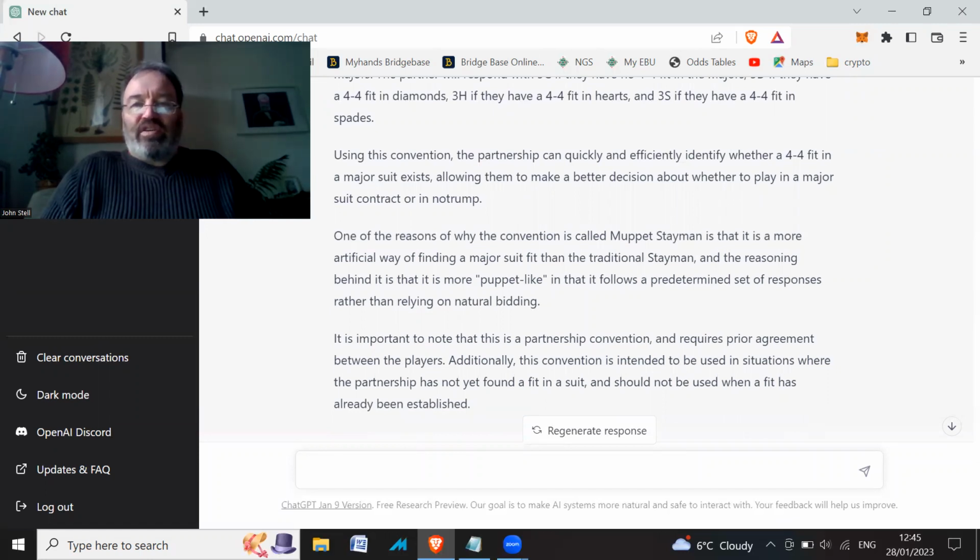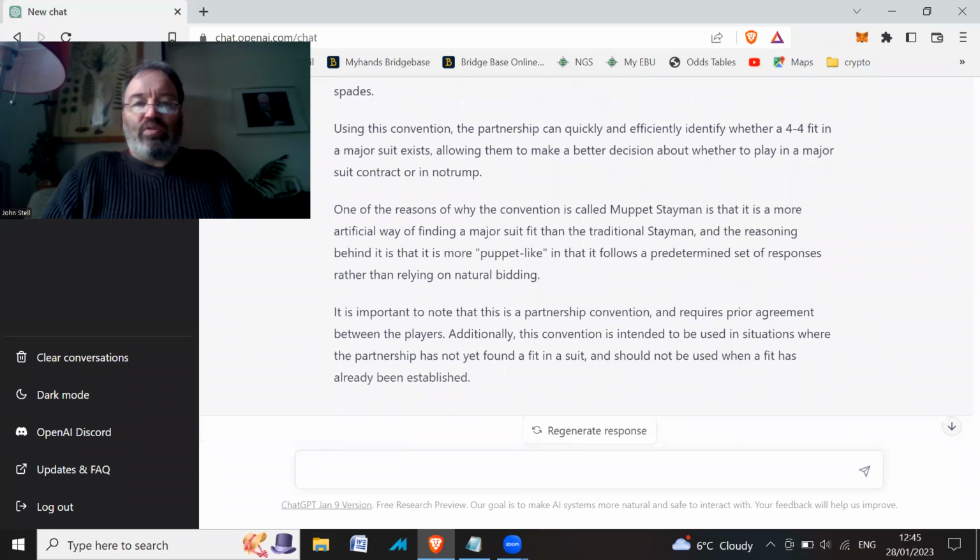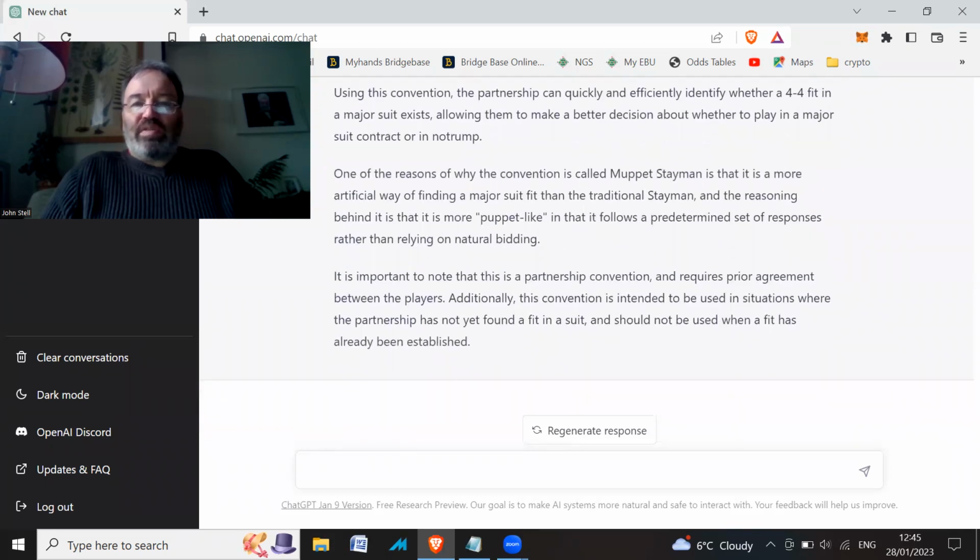One of the reasons why the convention is called Muppet Stayman is that it's a more artificial way of finding a major suit fit than the traditional Stayman. And the reasoning behind it is that it's more puppet-like in that it follows a predetermined set of responses rather than relying on natural bidding. It's important to note that this is a partnership convention and requires prior agreement between the players. Additionally, this convention is intended to be used in situations where the partnership has not yet found a fit in a suit and should not be used when a fit has already been established.